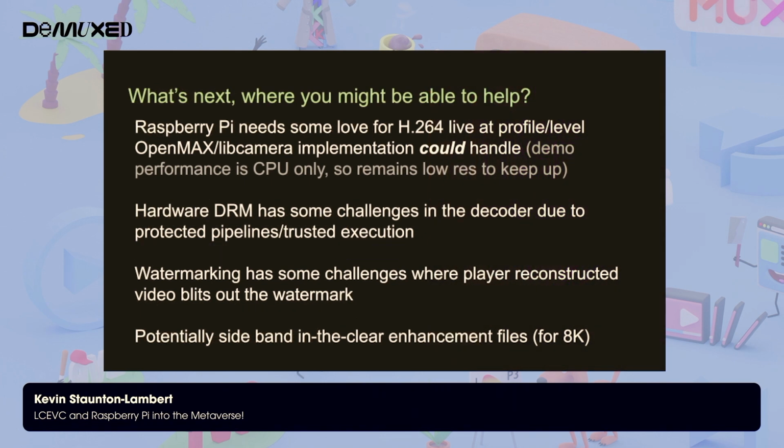What's coming next? Well, the Raspberry Pi needs a bit more love because the GPU is not being utilized in the way it could be. Hardware DRM has got quite a lot of challenges ahead because of the decoder, due to protected pipelines and trusted execution, and watermarks can get whacked when the video is being reconstituted. And I'm also looking at saving off sideband enhancement files for supporting things like 8K.